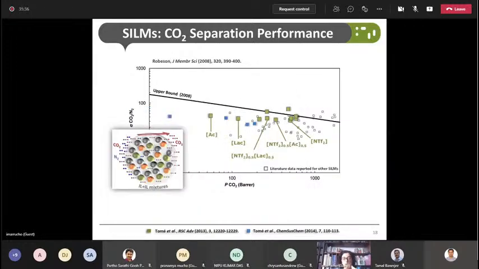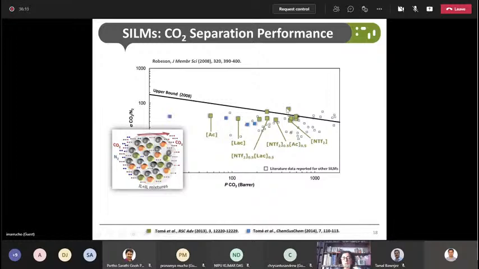Then, in order to decrease the viscosity, what we did is we got those ionic liquids with acids and we mixed them with NTf2, that is very little viscous. And here we have the mixtures of ionic liquids, lactates with NTf2, and we can see that the permeability greatly improves towards a higher permeability. And there are even some members that surpass the Robeson plot upper bound, which is where we want to be.